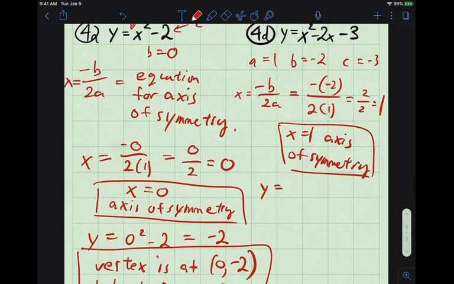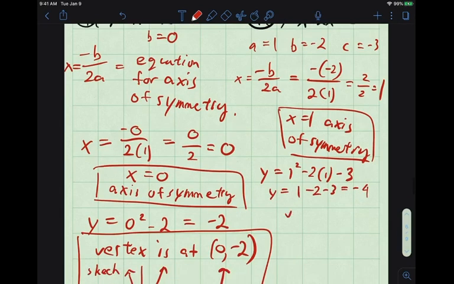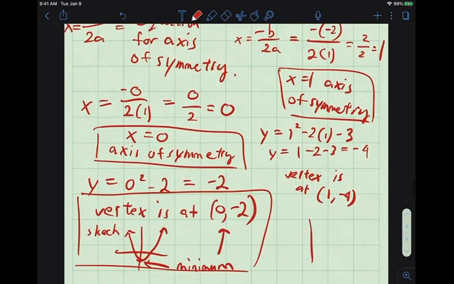Y equals 1 squared minus 2 times 1 minus 3. That gives us 1 minus 2 minus 3. Gives us a grand total of negative 4. Vertex is at 1 comma negative 4. The look of the graph, when I sketch it, 1, negative 4, it's like here. It's going to open upwards, so minimum.